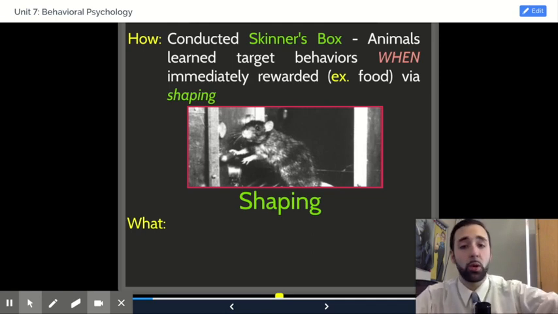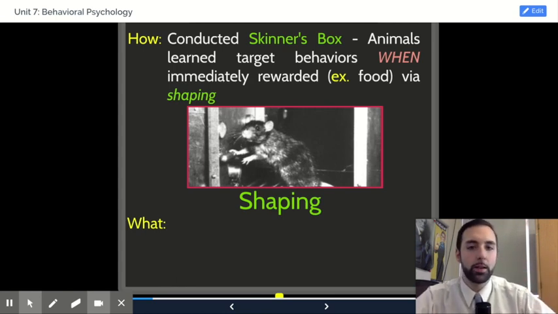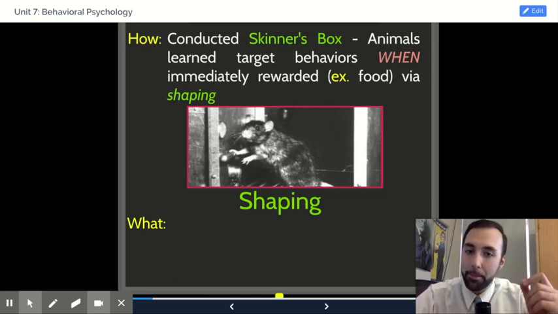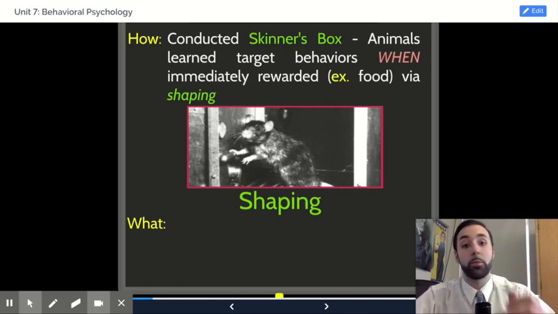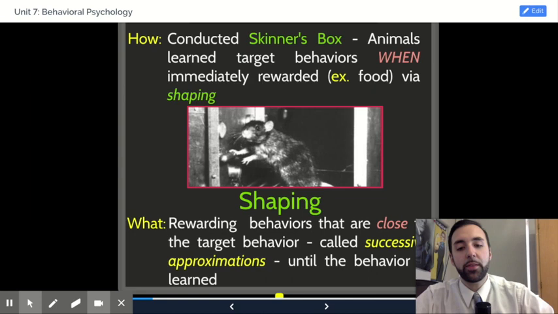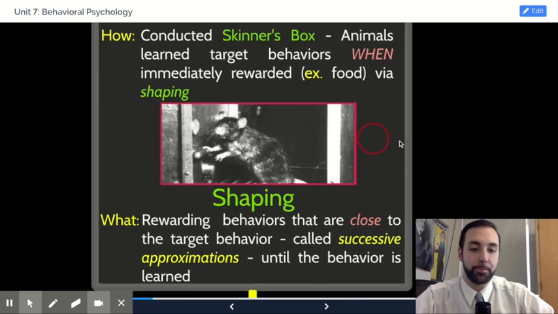So whether it was pulling a lever down, a pigeon poking a little red disc on the wall, or pigeons learning to turn around, kind of spin around as if they were doing a trick, all of those were examples of very specific target behaviors that were taught to these organisms because they were immediately rewarded with one of the most powerful motivators and one of the most powerful reinforcers, food. They specifically underwent a process called shaping.